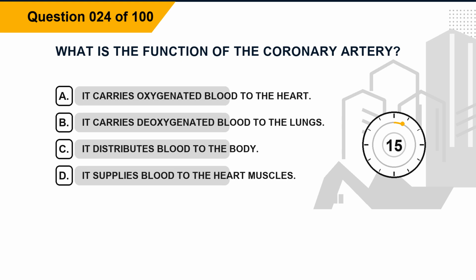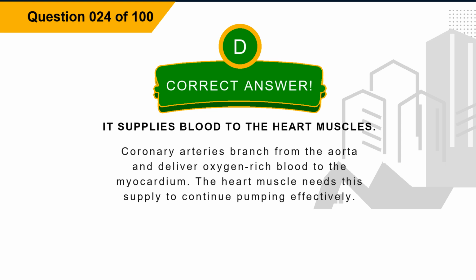Question 24. What is the function of the coronary artery? Option A, it carries oxygenated blood to the heart. Option B, it carries deoxygenated blood to the lungs. Option C, it distributes blood to the body. Option D, it supplies blood to the heart muscles. The correct answer is option D, it supplies blood to the heart muscles. Explanation: coronary arteries branch from the aorta and deliver oxygen-rich blood to the myocardium. The heart muscle needs this supply to continue pumping effectively.